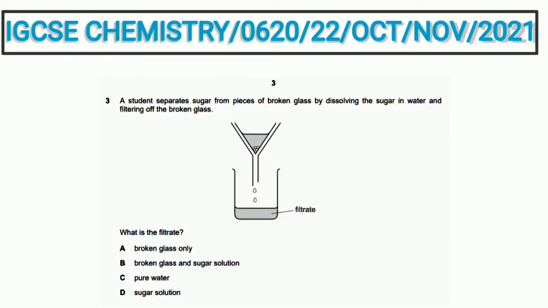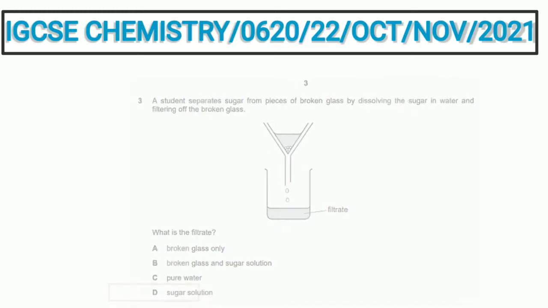Third question. A student separates sugar from pieces of broken glass by dissolving the sugar in water and filtering off the broken glass. What is the filtrate? Since sugar is dissolved in water, the filtrate will contain sugar solution and the broken glass will remain on the filter paper in the funnel. So here option D, sugar solution, is the correct answer.